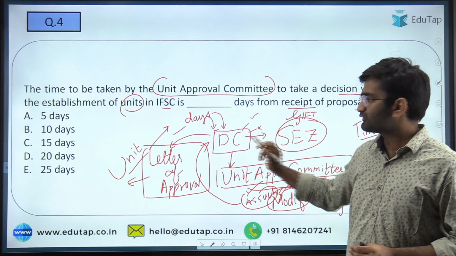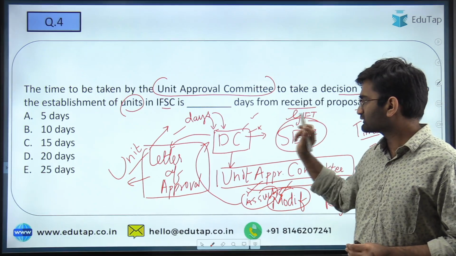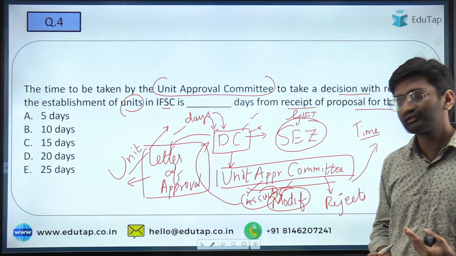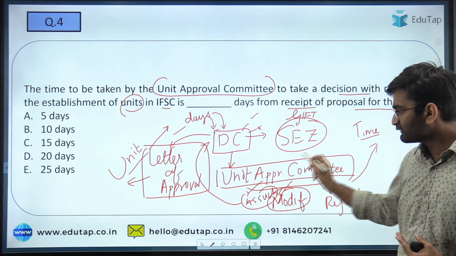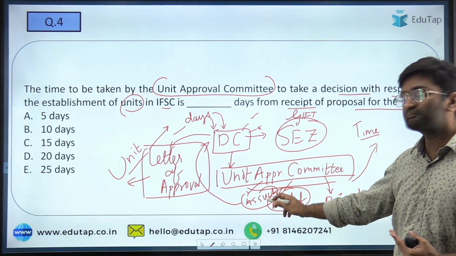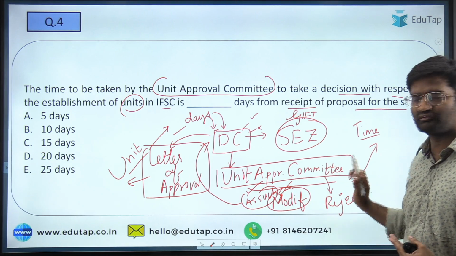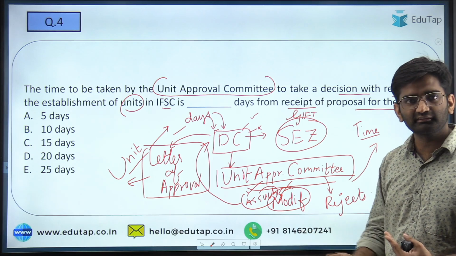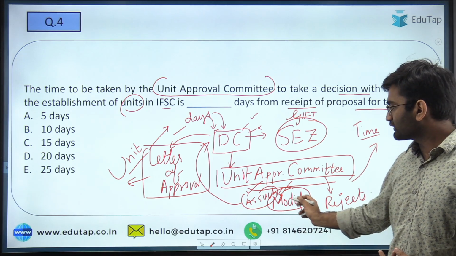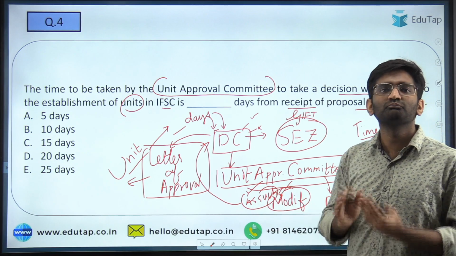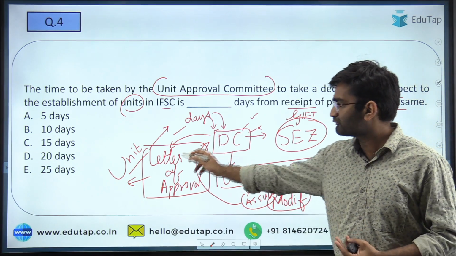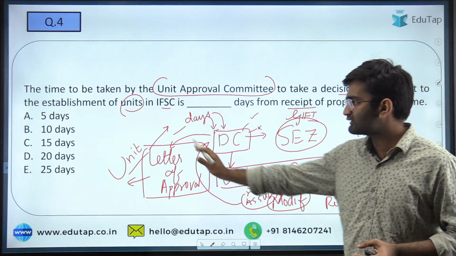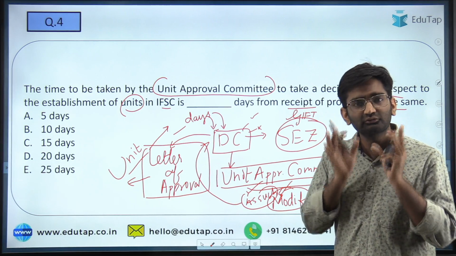The application is given to the development commissioner. The development commissioner may accept or reject it. If it accepts, then the application moves ahead to the unit approval committee. The unit approval committee can either accept it as such, make modifications, or reject it at its own stage. If it rejects, the proposal is obviously rejected and the unit cannot be established. If the application moves as such, then the letter of approval is almost similar to the proposal, and that is presented to the entity who wants to establish the unit.